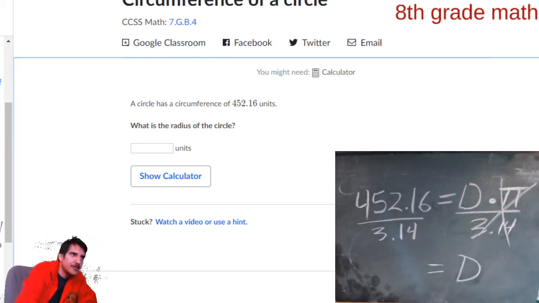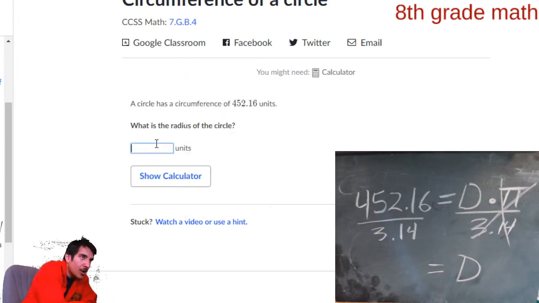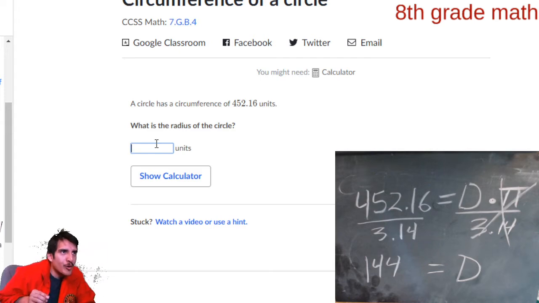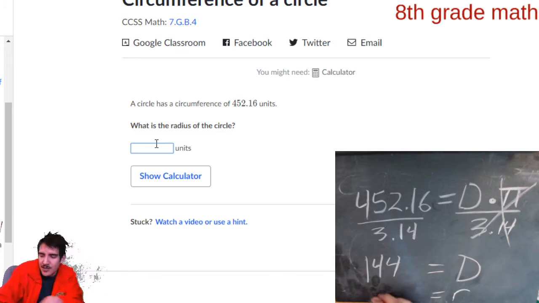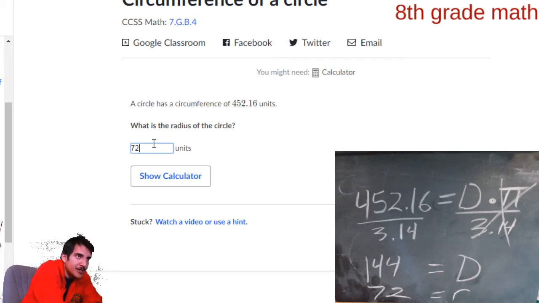So you are left with diameter. And let's do this division. 452.16 divided by 3.14 equals 144. Let me write this down first. 144 is the diameter. But the question is, what is the radius? And radius is just half of a diameter. So what's half of 144? Half of 100 is 50. Half of 44 is 22. So 50 plus 22 is 72. So 72 is the radius.